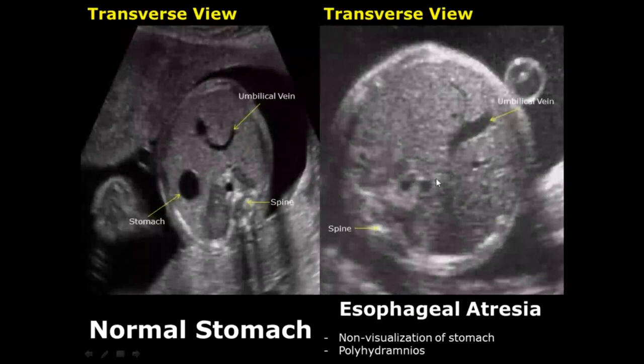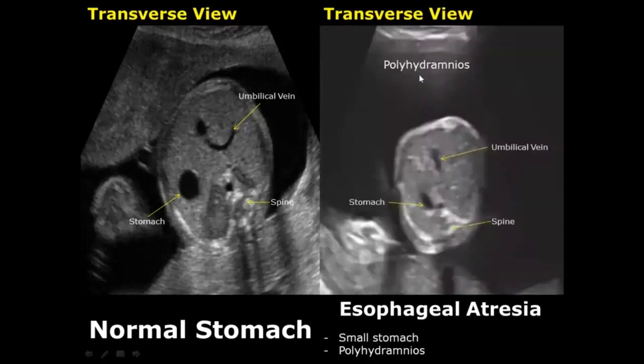Esophageal atresia is a birth defect in which the esophagus does not develop properly, which leads to obstruction at the level of the esophagus. Now, due to this obstruction, the stomach does not fill with amniotic fluid. That is why we may not even see the stomach. Usually, this condition is associated with polyhydramnios because of improper swallowing of amniotic fluid. There is a large accumulation of amniotic fluid around the fetus.